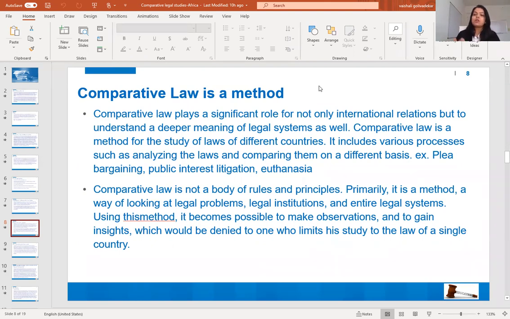So if you just focus on your country, that this is our law, this law will not develop, right? When we see what is going on in other countries, what is the law relating to euthanasia in Spain, in the US, in India, if you compare between the countries, you can see that this law is better. We can borrow this rule from this country, right? So that's how comparative law is a method and it helps.